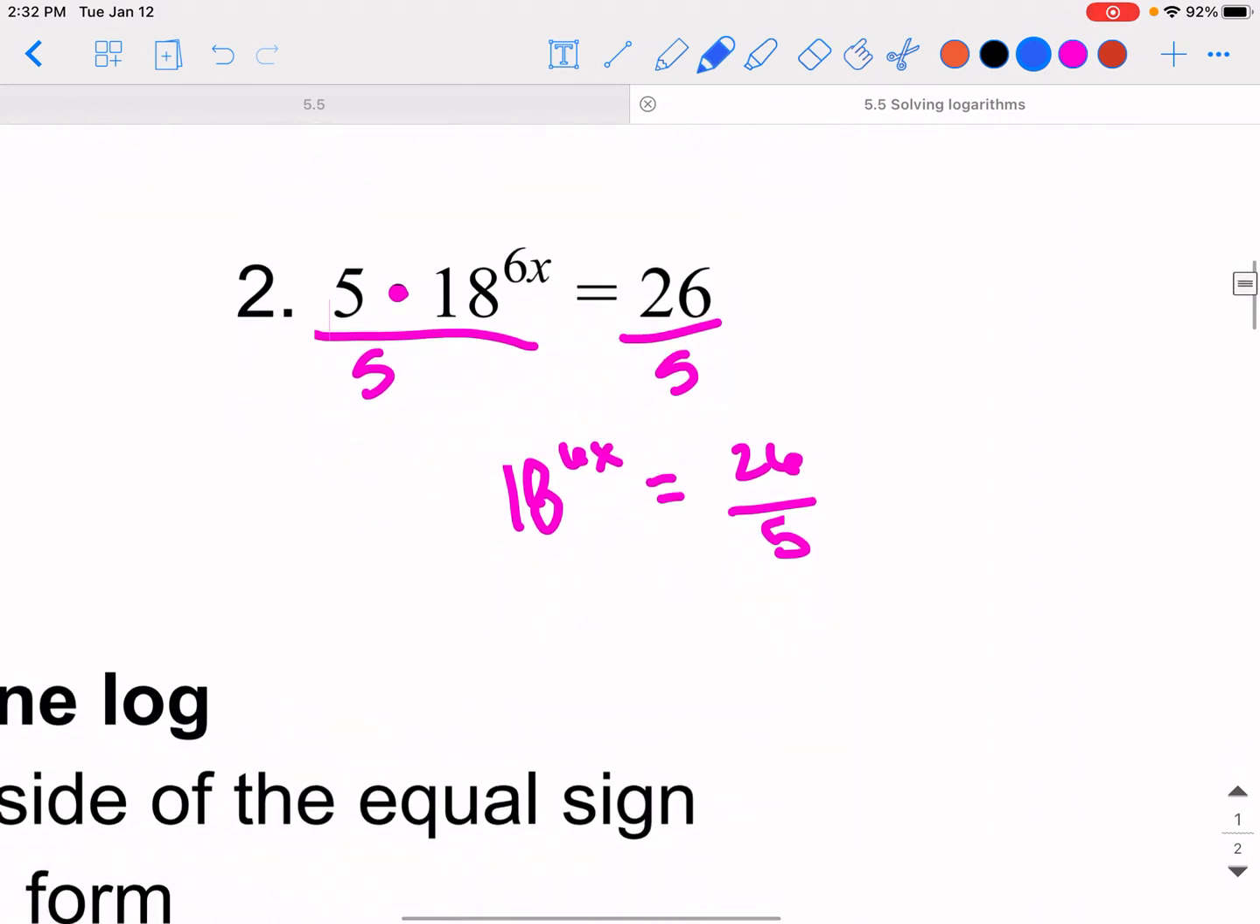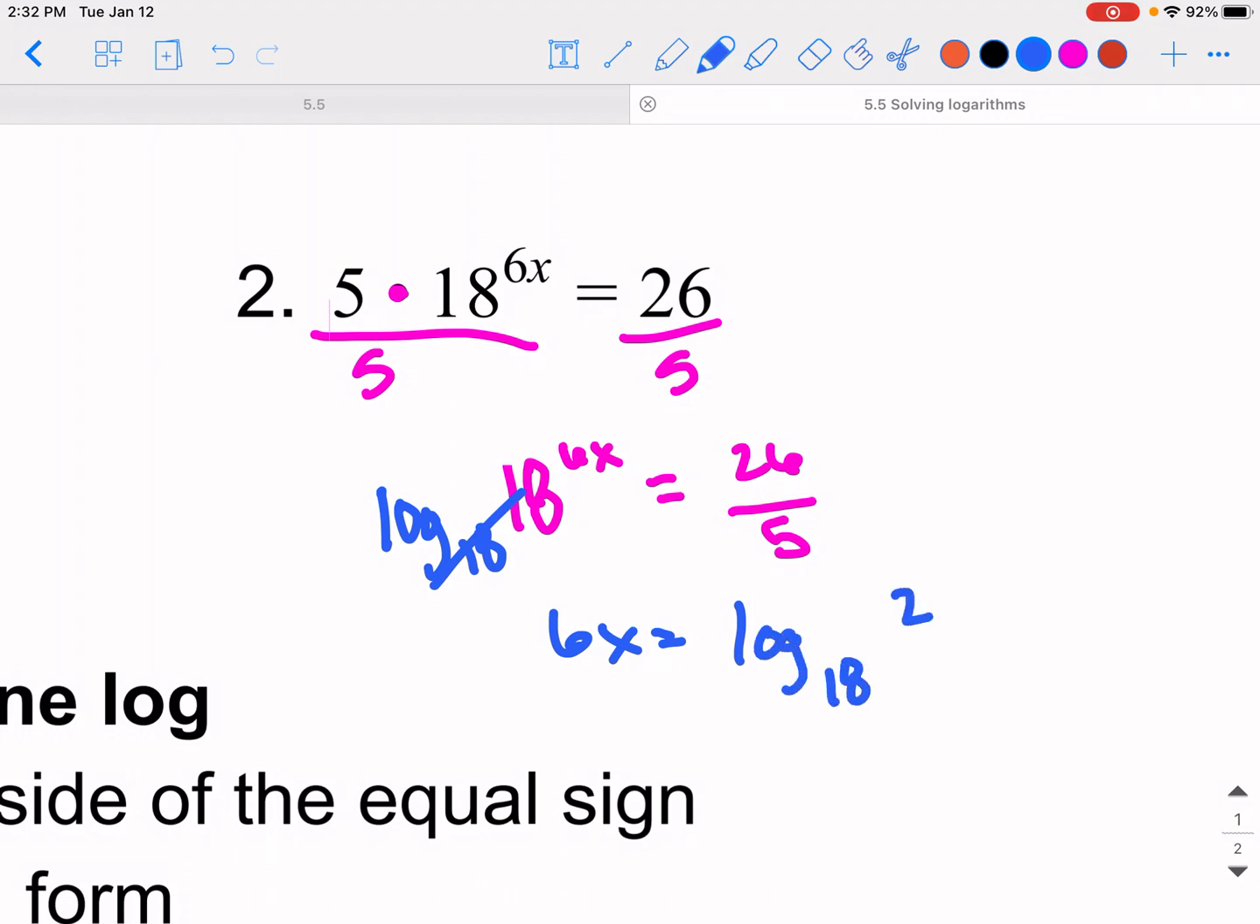And then to solve, I know I can use log base 18 to get rid of 18. And what I do to one side, I do to the other. So I'll have 6x equal to log base 18 of 26 fifths. You can change that to a decimal if you'd like, but I'm going to leave it as 26 fifths in the meantime. Then we can put this in our calculator and divide by 6 to get x completely by itself.